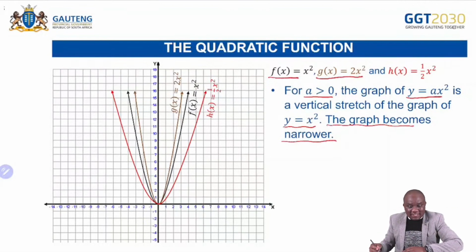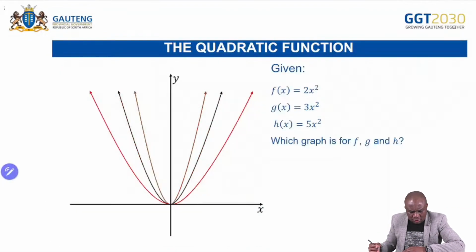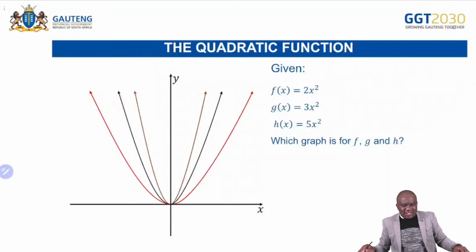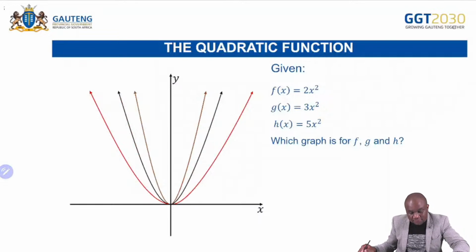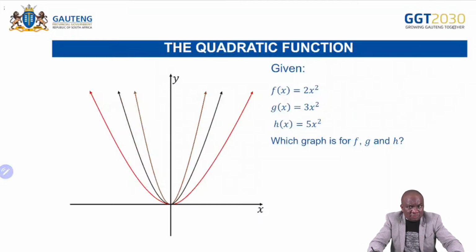Right, welcome back, grade 10s. Right, so let's try this one. Given f of x is equal to 2x squared, g of x is 3x squared, and h of x is 5x squared. Which graph is for f, g, and h? Try to answer that one. 30 seconds. I'll be giving you the answers in 5 seconds.